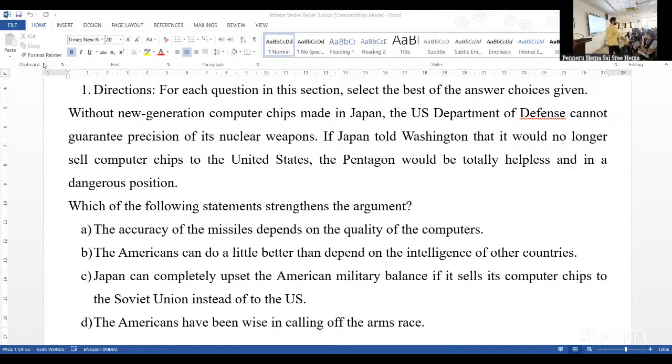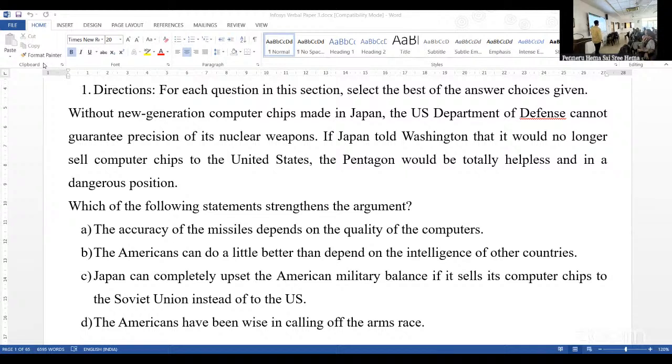If you read the given question, without new generation computer chips, the whole argument is talking about computer chips made by Japan versus the US. That is the whole topic. If they're asking what strengthens, for example, if you take C, in the argument they never discussed the Soviet Union. So directly it is eliminated. Next one, the Americans have been wise in calling off the arms race. That is also not mentioned.